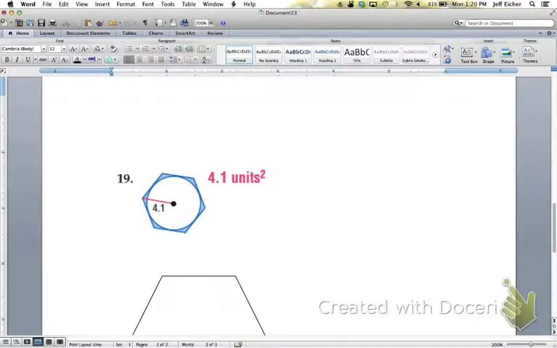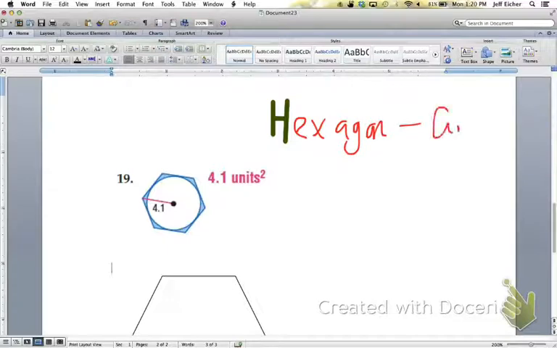The next homework question is this one: find the area of the shaded region. We're going to have to take the area of the hexagon minus the area of the circle, and that will give us the area of the shaded region.